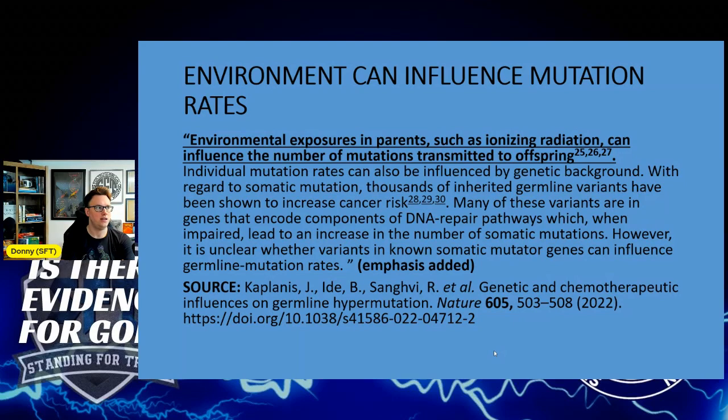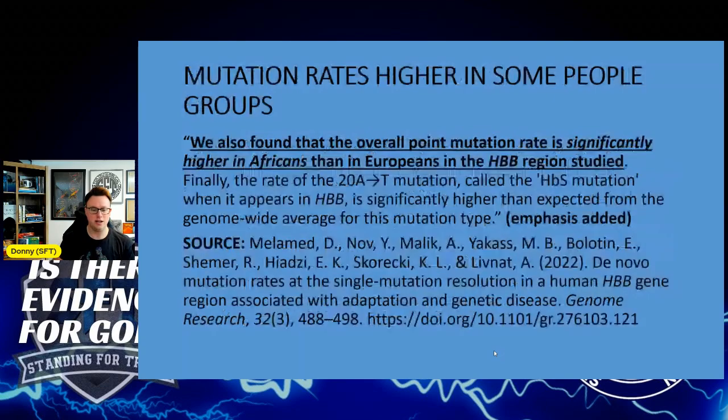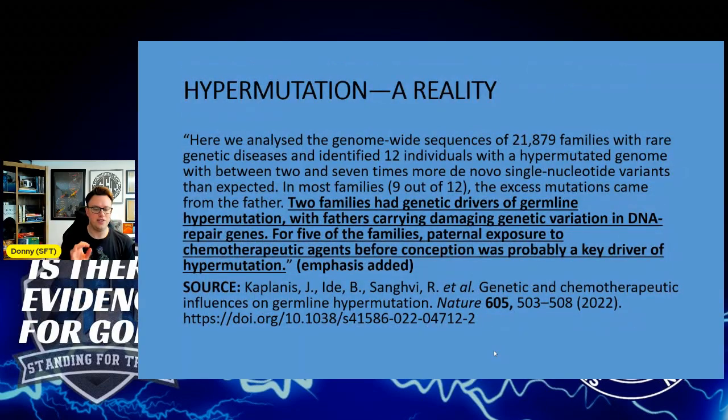mutations in important DNA repair enzymes, because we understand that environment can significantly affect mutation rates. Okay, notice here, 2022: environmental exposures in parents, such as ionizing radiation, can influence the number of mutations transmitted to offspring. In this study here, 2 families had 7 times more mutations. They passed on 7 times more mutations, I believe it is. And so this is real-time evidence of hypermutation. And notice this, with fathers carrying damaging genetic variation in DNA repair genes.